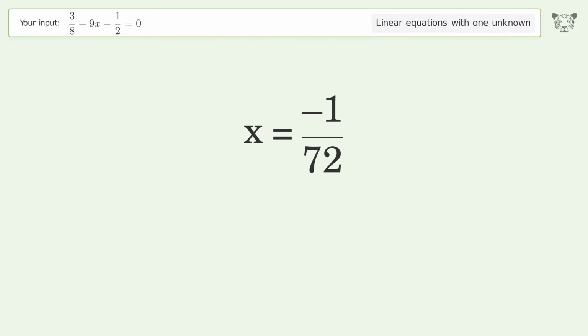And so the final result is x equals -1/72.